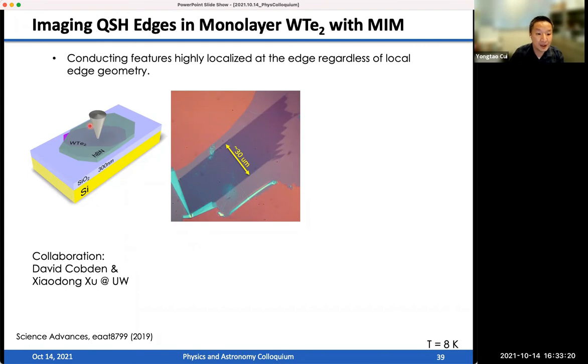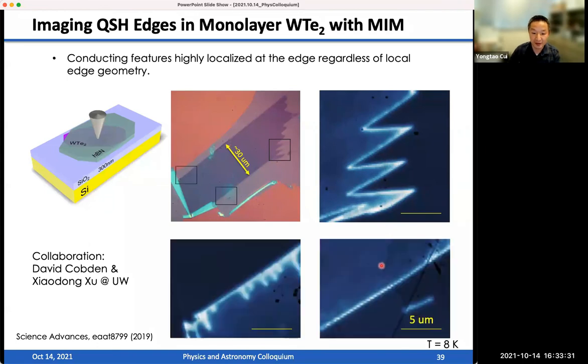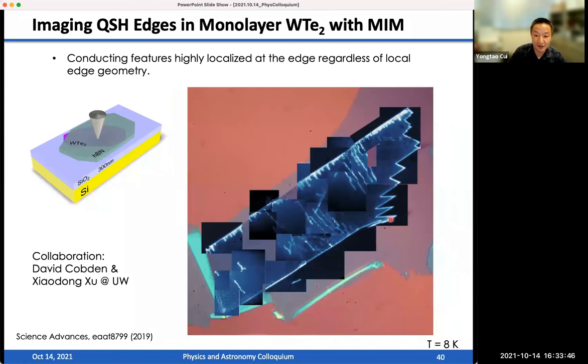And then we can use our microwave impedance microscope to probe the local conductivity. And what we expect is that around the edges, it has to be conductive, while inside the bulk, it has to be insulating. So that's exactly what we see. And we can actually move around the sample. And no matter what the shape of the edge looks like, they're always bright, meaning that they're highly conductive. And you can see that this conduction is very localized at the edge. And this is the map of the entire sample. You can see that the edge is always conductive.